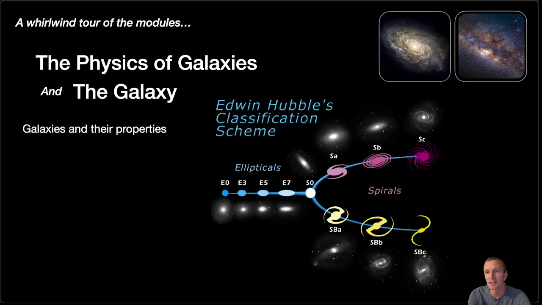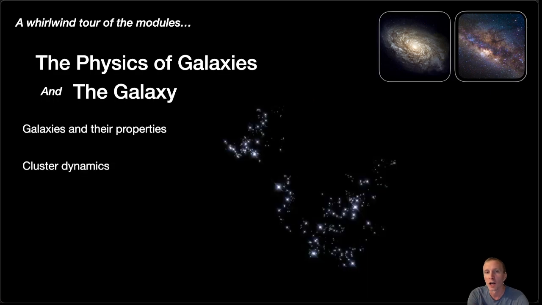The physics of galaxies and the galaxy. So the physics of galaxies is actually a third-year course that you can choose. However, typically we recommend just going to the galaxy, which covers basically the same material but with extra stuff and is more tailored for a master's level course. So these modules both look at galaxies and their properties, so things like their morphologies, what makes up a galaxy. The dynamics of stars in clusters.